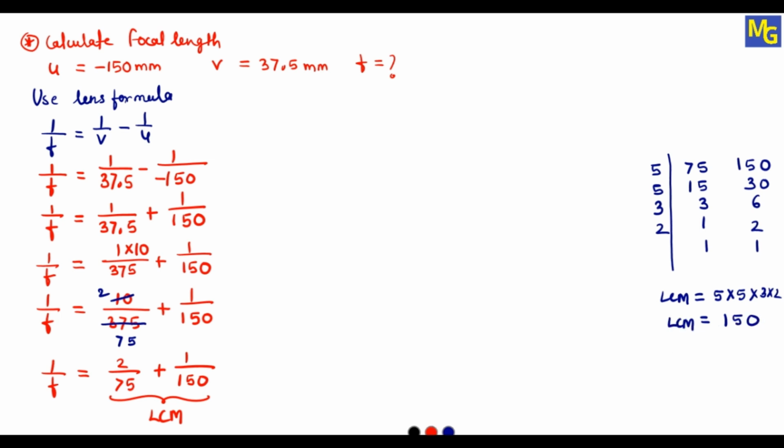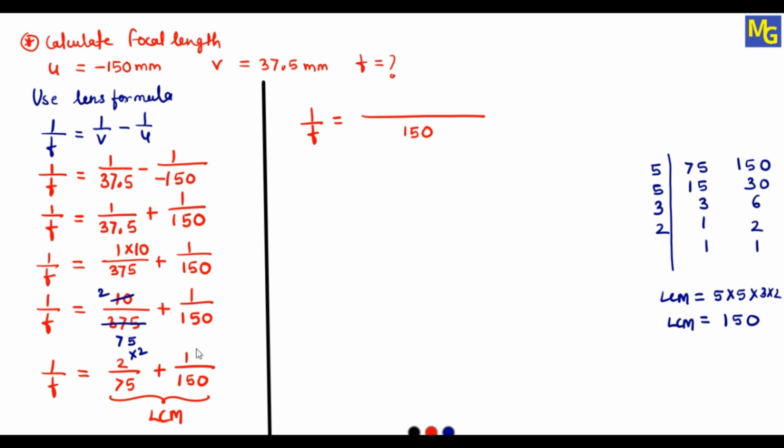Now substitute that LCM into this sum. So here I'll write 1 by f is equal to, the LCM is 150. I'll write it as it is. And now what will happen here? 75 2s are 150, 150 1s are 150. So you will get 2 2s are 4. So 4 plus 1 divided by 150. And this will be 1 by f is equal to 5 divided by 150.